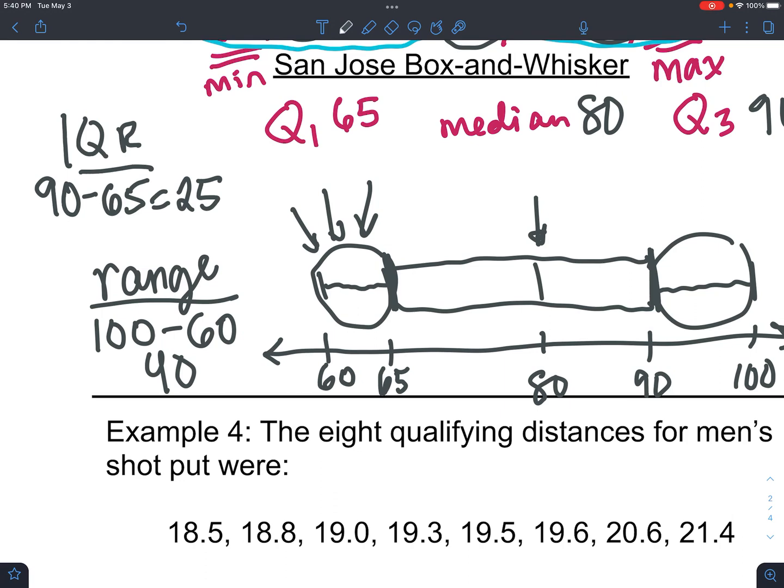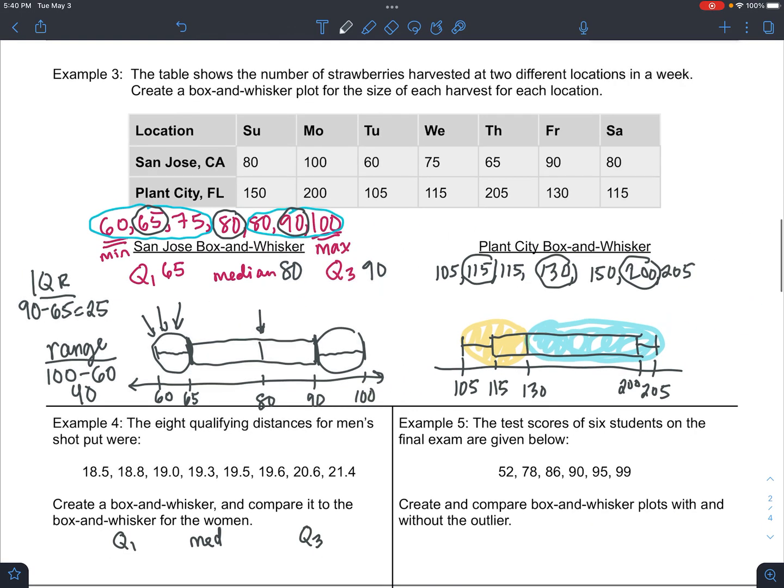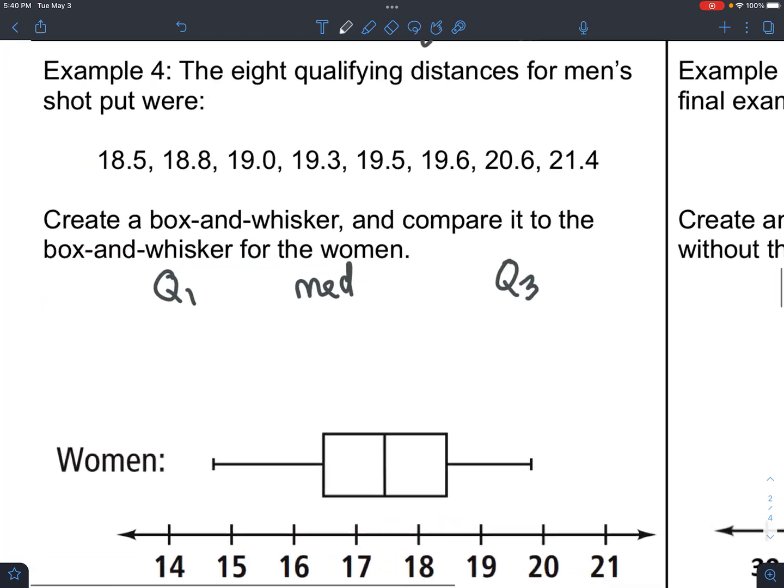Range can be a little wonky if you have outliers, right? So say we did have a day where we got like 1,500 strawberries just for no reason. The range would get really wonky, but the interquartile range would still be kind of accurate. So it's not as affected by outliers, whereas the range is really affected by those min and max. So just a lot of things to think about.